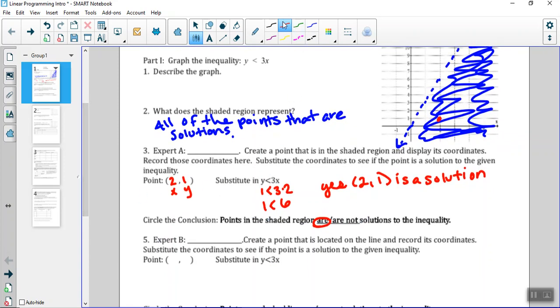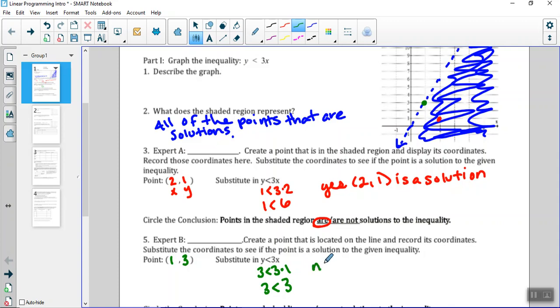Alright, so now expert B would create a point that is located on the line and record its coordinates. So I can pick any point on the line. I'm going to pick this one right here, which is 1, 3. And I'm going to substitute into y is less than 3x, so I have 3 is less than 3 times 1. So I get 3 is less than 3, and 3 is not less than 3. 3 is equal to 3. 3 is not less than 3. So this is not a solution.